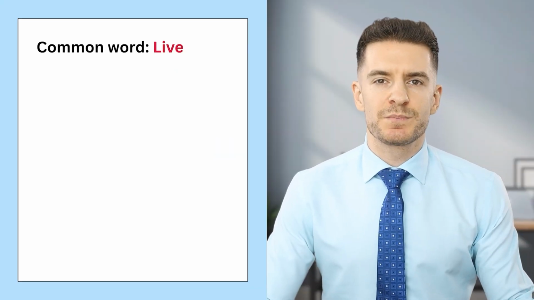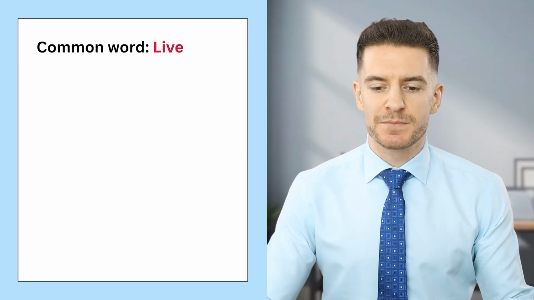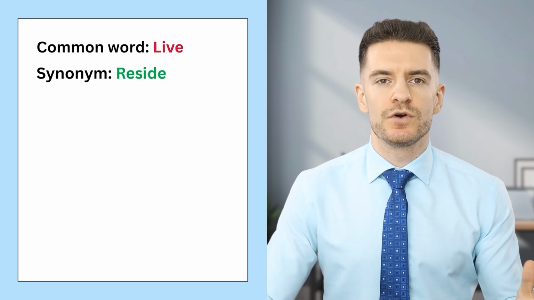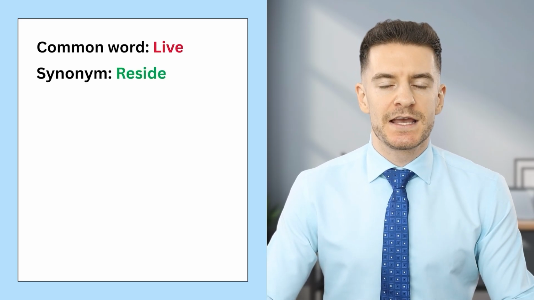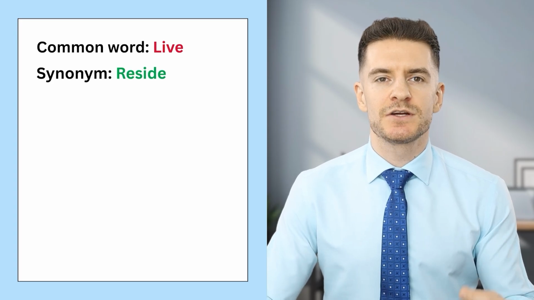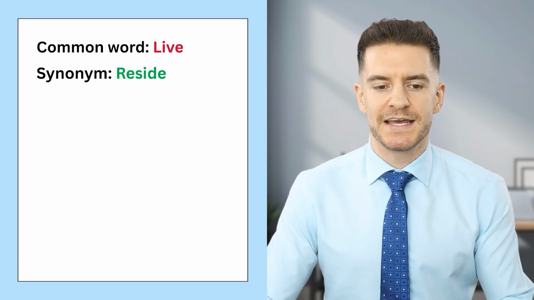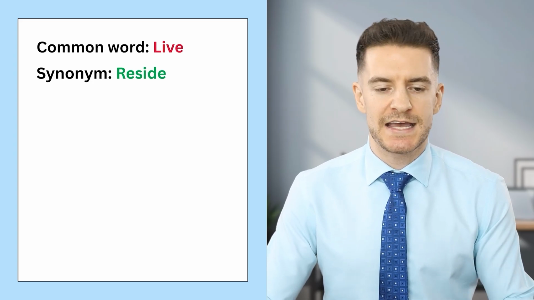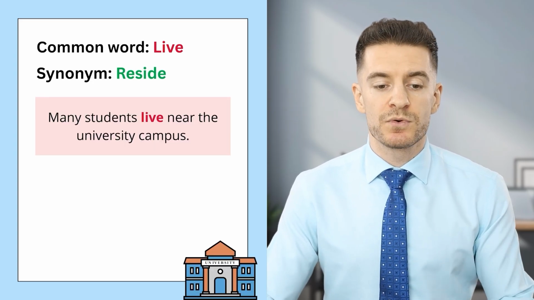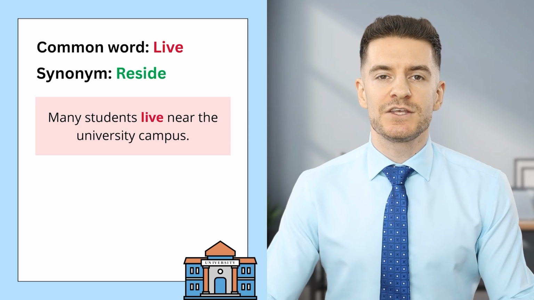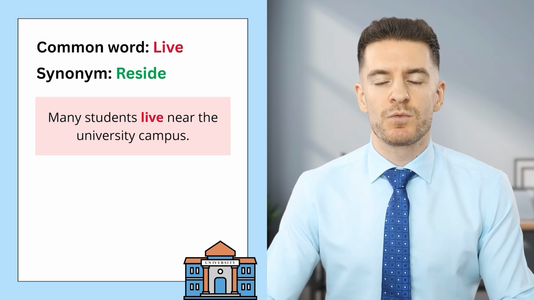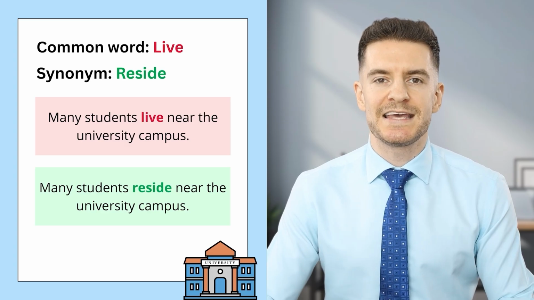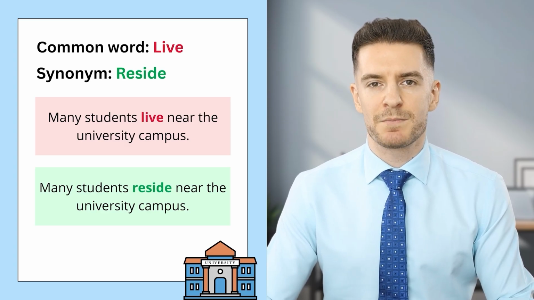So in the IELTS speaking test, you might get asked about where you live. So instead of saying live, you could use the word reside. Now, listen to that pronunciation, reside, reside. That S sound actually sounds like a Z sound. So here's an example. Many students live near the university campus. Well, instead of saying live, you could say many students reside near the university campus.